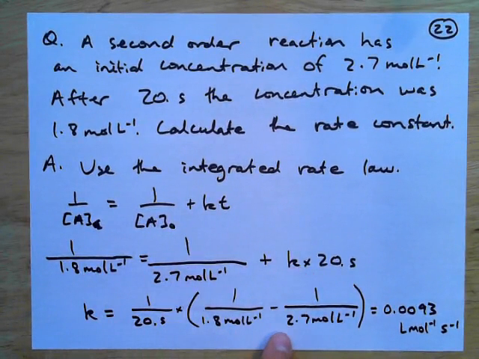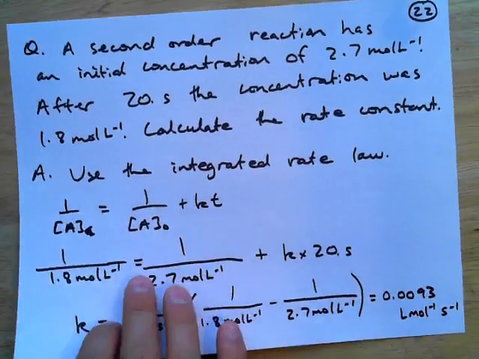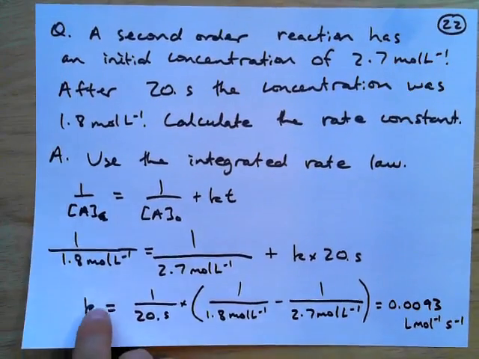And so I go through this calculation. k is going to equal 1 over 20 seconds times 1 over 1.8 moles per litre, take away 1 over 2.7. And I get 0.093 litres per mole per second. And so that's where we'll leave off for today.